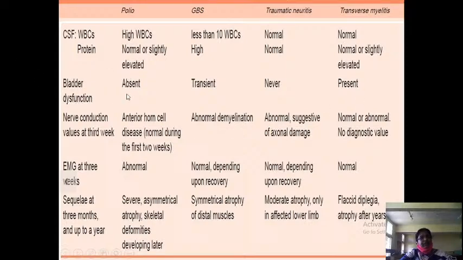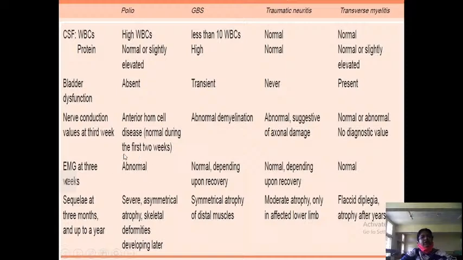Bladder dysfunction is usually absent in polio. In GBS, yes, it will be present, but again, like I said, in about 70% of the cases, and it is usually transient. In traumatic neuritis it is usually not present, and in transverse myelitis it is classically present. Now, nerve conduction studies. Usually in the first few weeks it will be normal in polio and later there will be a delay. Whereas in GBS, because of the abnormal demyelination, there will be a delay in the nerve conduction studies. The same is true for traumatic neuritis, but it will be only in that particular nerve, and transverse myelitis is usually normal.